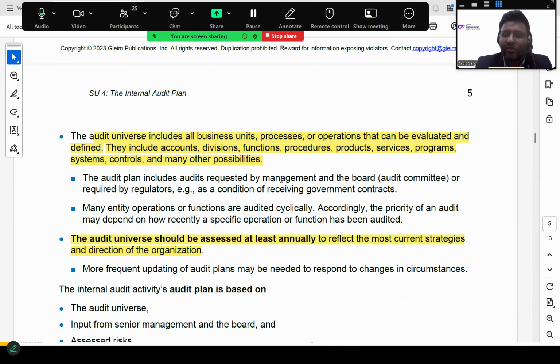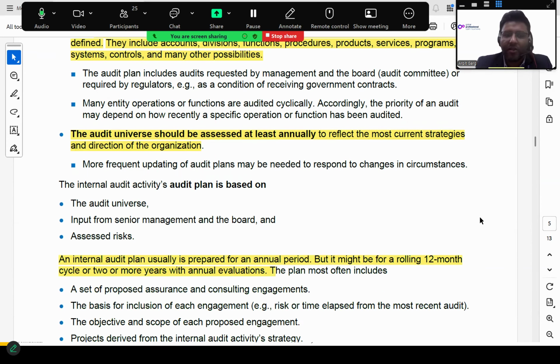The audit plan includes audits requested by management and the board or audit committee, or required by the regulators as a condition of receiving government contracts. Many entity operations or functions are audited cyclically. Accordingly, the priority of an audit may depend on how recently a specific operation or function has been audited. The audit universe should be assessed again. What is the minimum frequency to assess the audit universe? Annually, as part of your risk assessment. At least annually to reflect the most current strategies and direction of the organization.